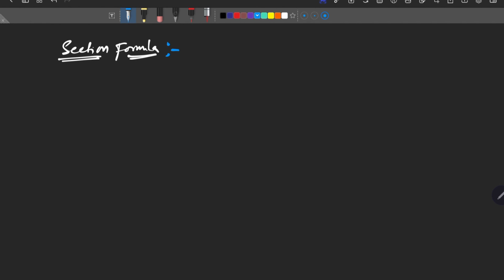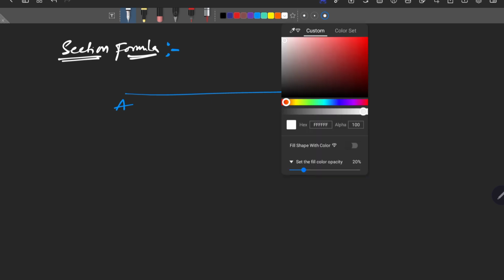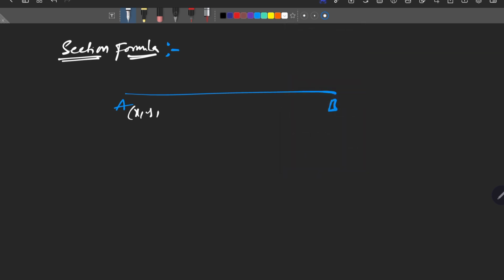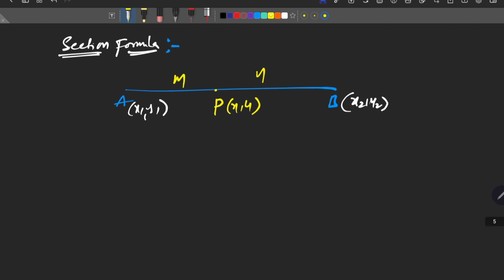Okay, so section formula, let us imagine the criteria. There are two points A and B, where A is the point (x1, y1) and B is the point (x2, y2). Let us imagine P is a point (x, y) dividing the line segment in some ratio, that is m is to n.